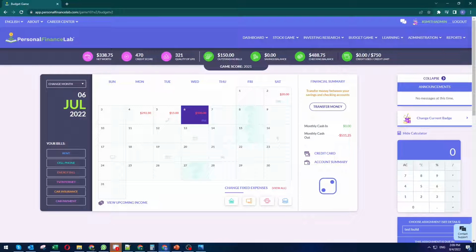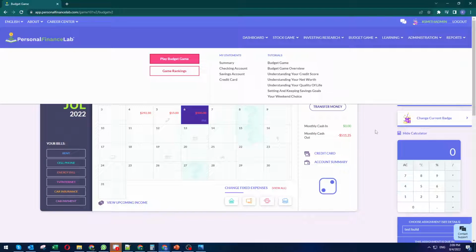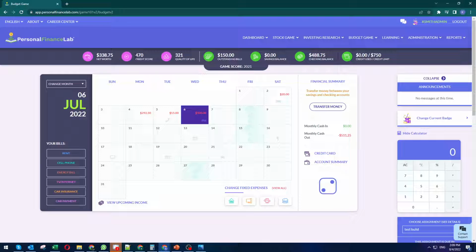As students build up their credit score, their credit limit also increases. So you see here, I just got my credit score up to 470. It was originally 300. Now my credit limit is $750, which is going to make it a lot easier for me to stay under that 50% threshold if there's some unexpected expenses I need to take care of before my next paycheck comes in.